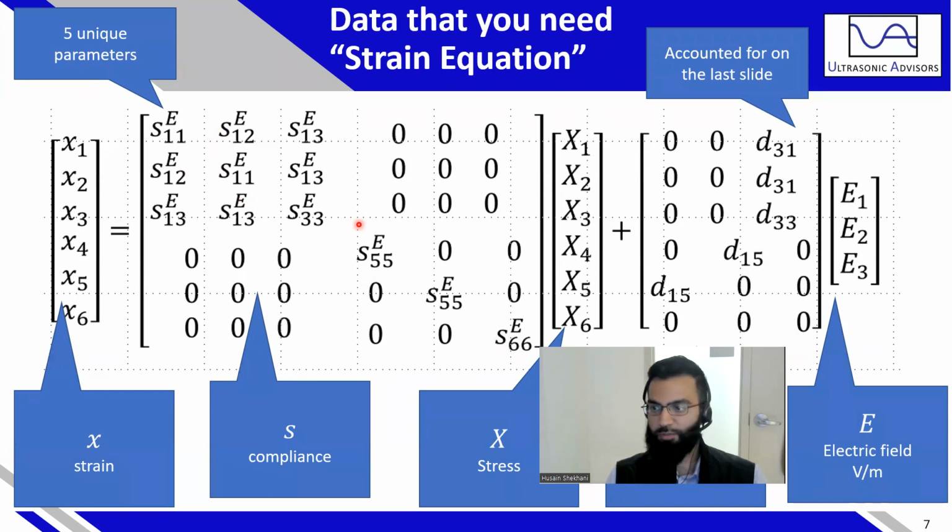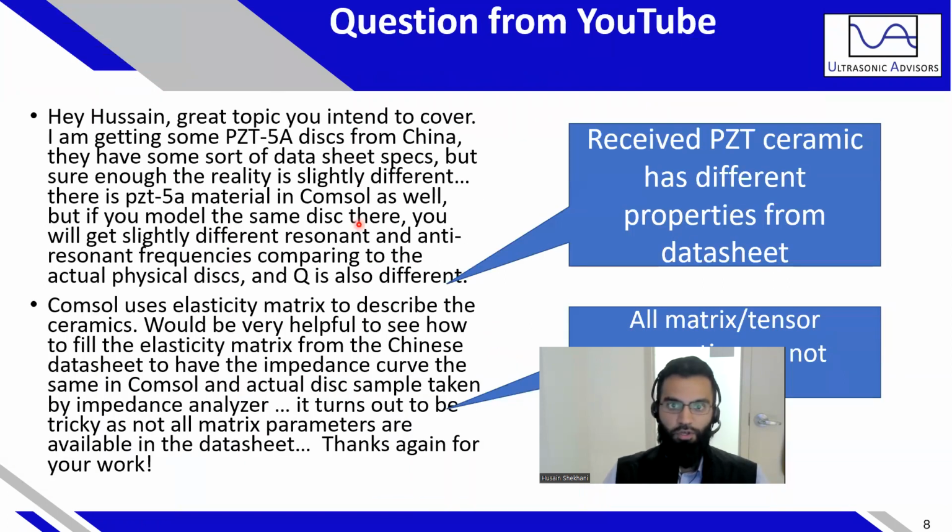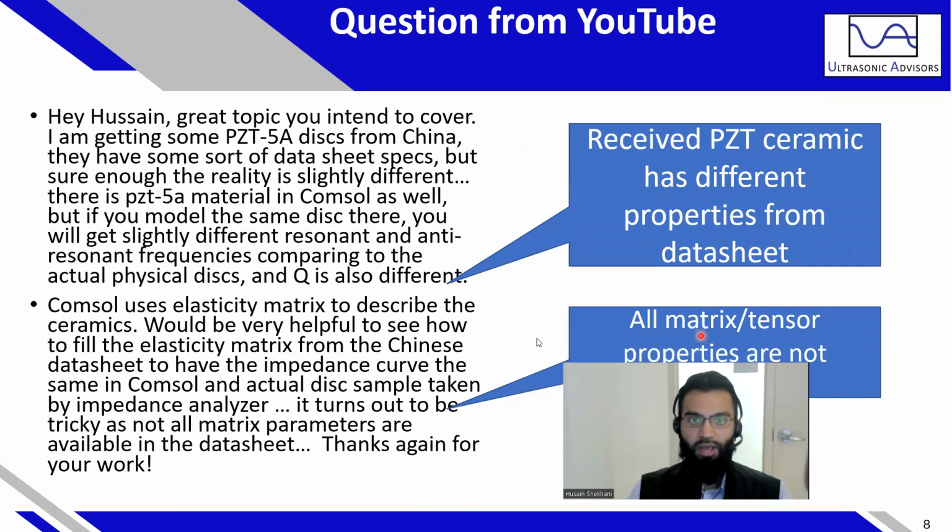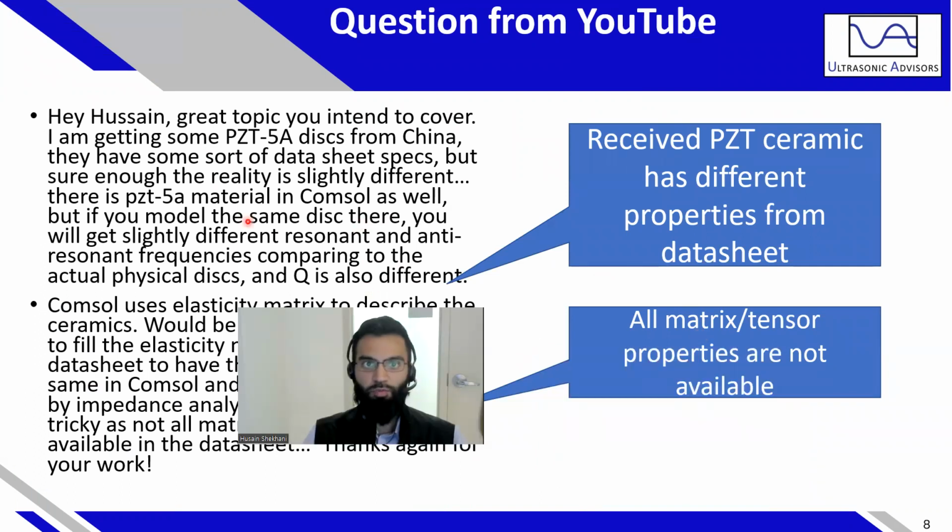That's a lot of properties to measure. So I'd like to just answer this question. I think this person summed it up pretty well, and they asked a question on my YouTube channel. You don't have to read all this text, but read just the speech bubbles. They basically received a ceramic that had different properties in the datasheet. And they also mentioned the second problem is that all the matrix tensor properties are not available.